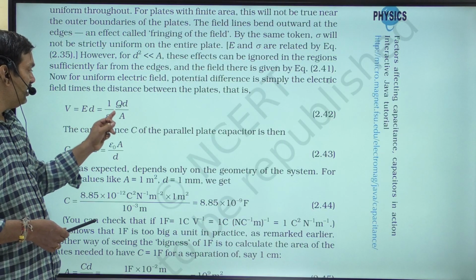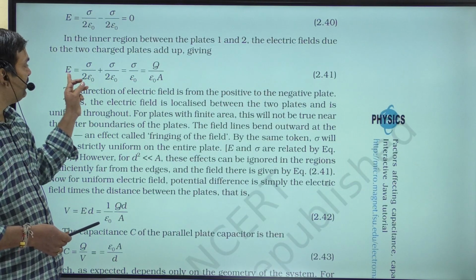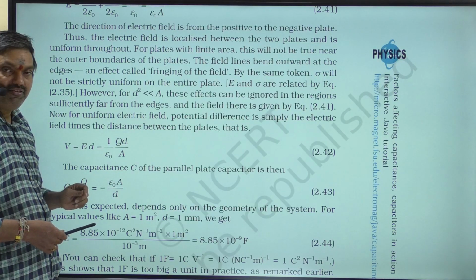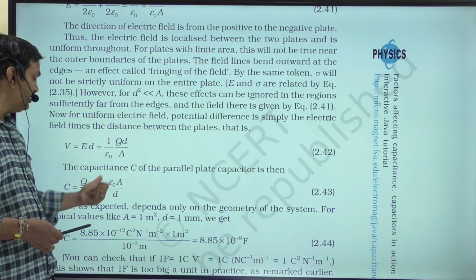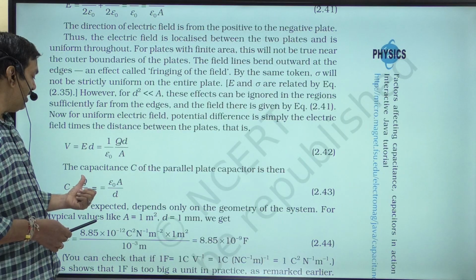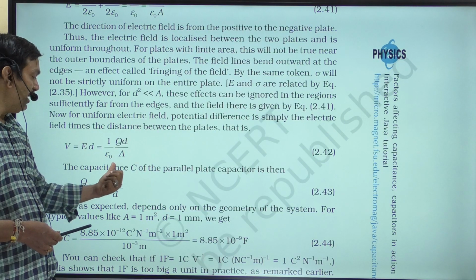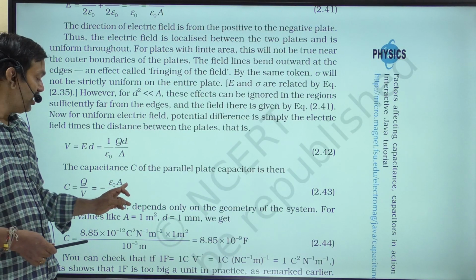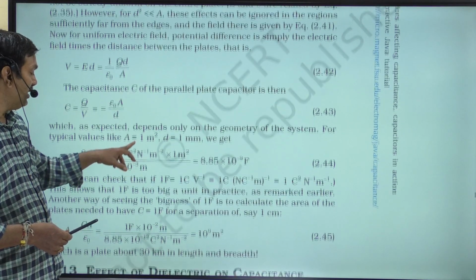Now we have the total expression for the electric field, which is Q by epsilon naught A, multiplied with D. That gives you V. Substituting the values of Q as well as V: Q will be in the numerator, but in the denominator, V will have QD by epsilon naught A. Q and Q get cancelled, finally giving you a value of epsilon naught A by D. This is what is called the capacitance of a parallel plate capacitor.